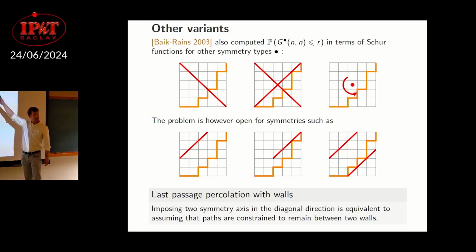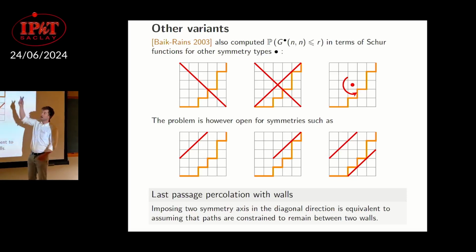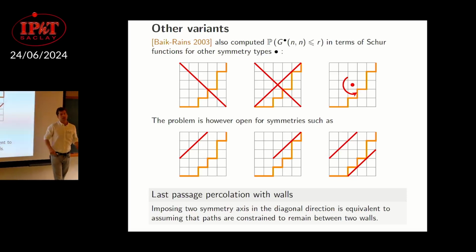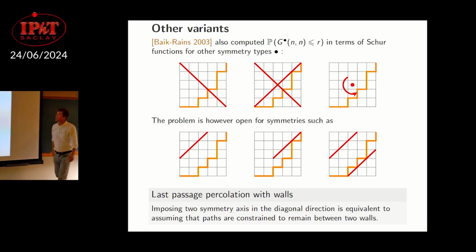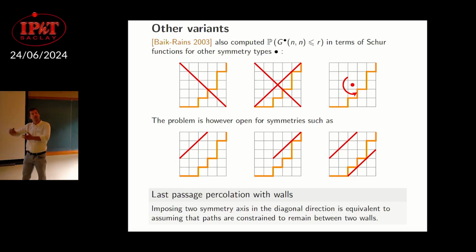And there is another case that works well. This is a symmetry by rotation by 180 degrees, or the composition of the two reflections. Again, by imposing this symmetry, there is a nice expression for the probability of the last passage times.